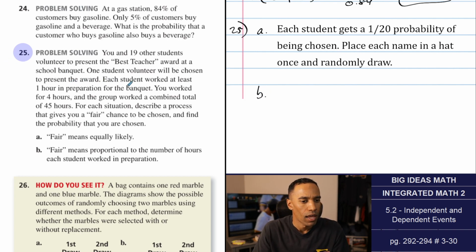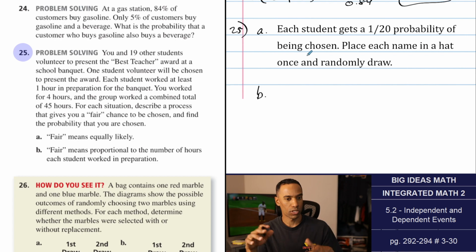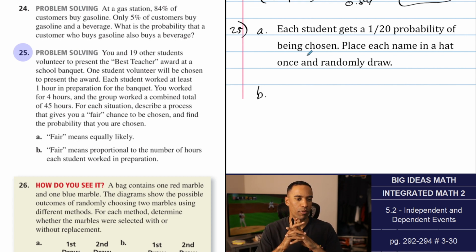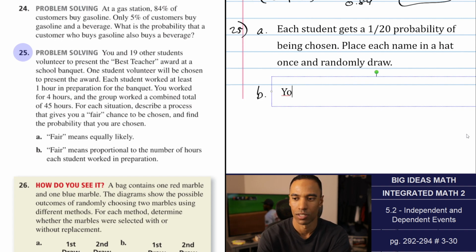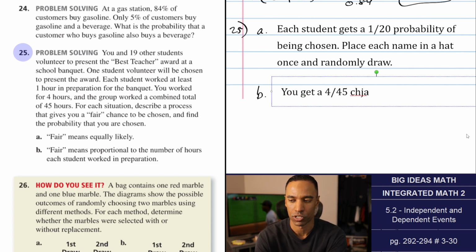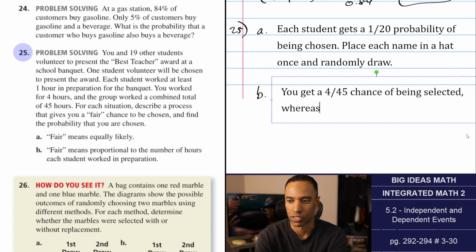Now part B. I forget how it said it for you. It said you worked for 4 hours and the group worked a combined total of 45. Each student worked at least 1 hour in preparation. I don't know how the others will be put in, but you worked 4 of them. So if you do the hat thing, first of all, you get a 4/45 chance of being selected, whereas other students, what would be fair for them?